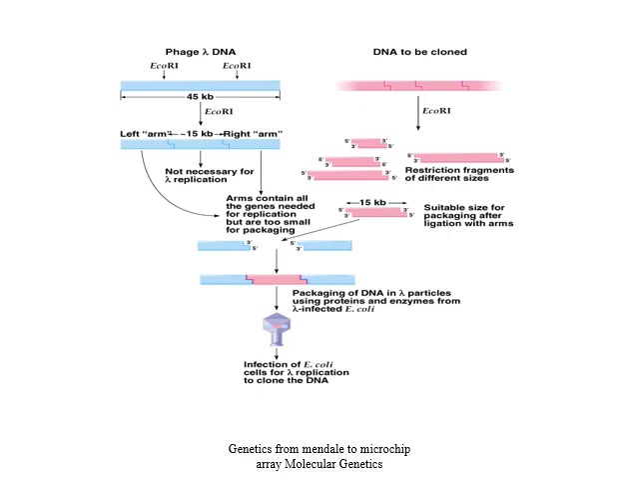Here is the phage DNA, E. coli, EcoRI, not necessary for lambda replication. The arms contain all the genes needed for replication but are too small for packaging. Here they need to be cloned. Restriction fragments of different sizes are of suitable size for packaging after ligation with the arms.